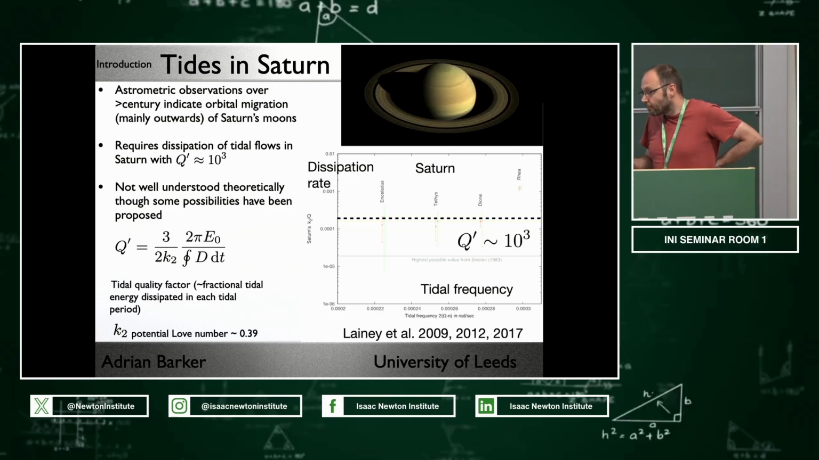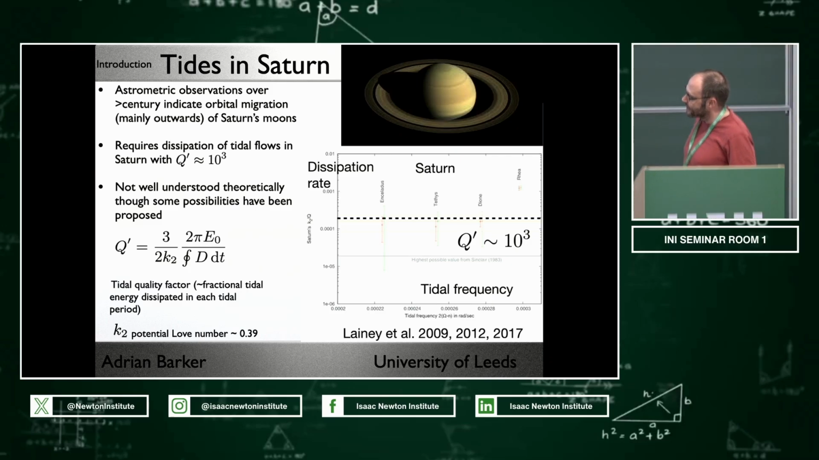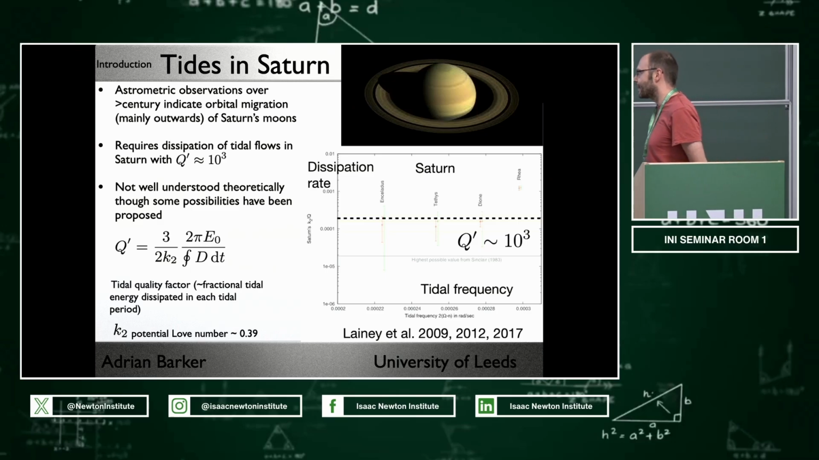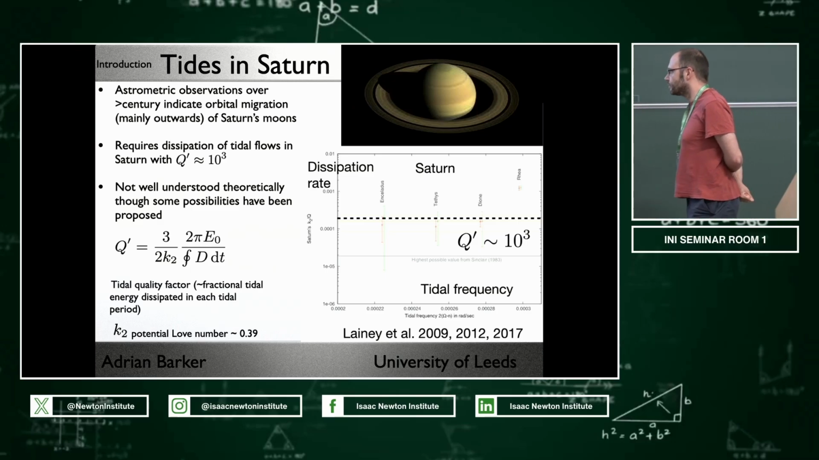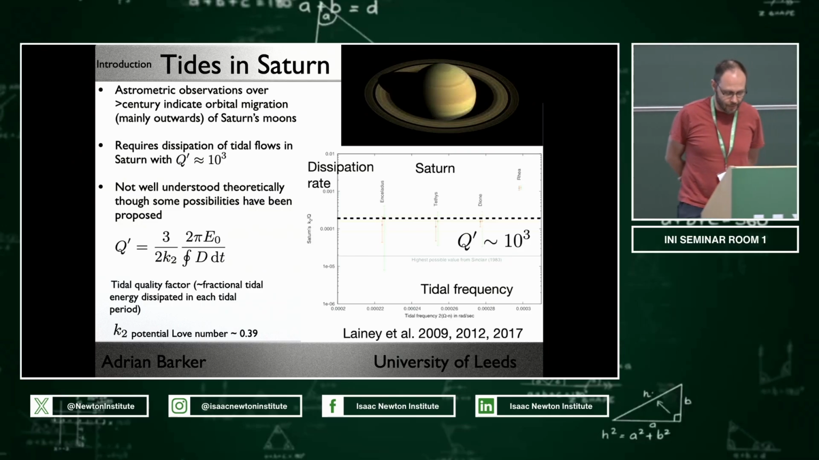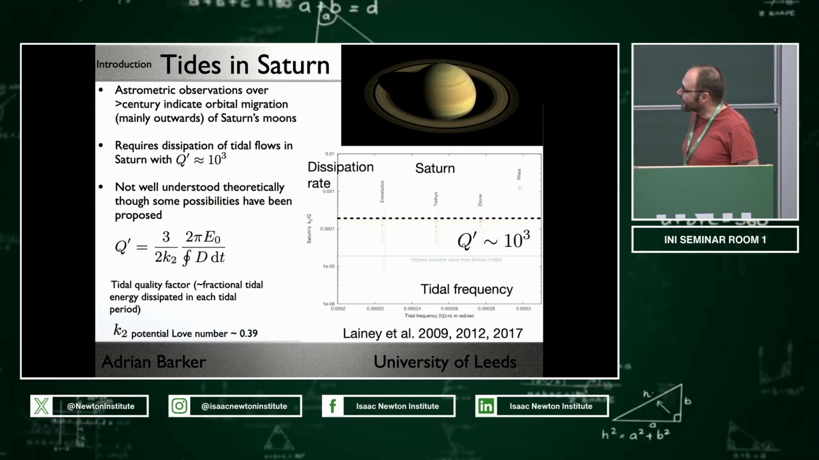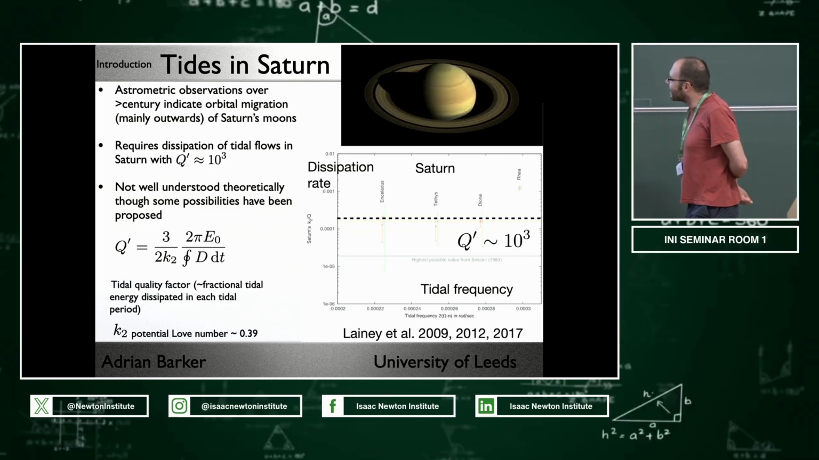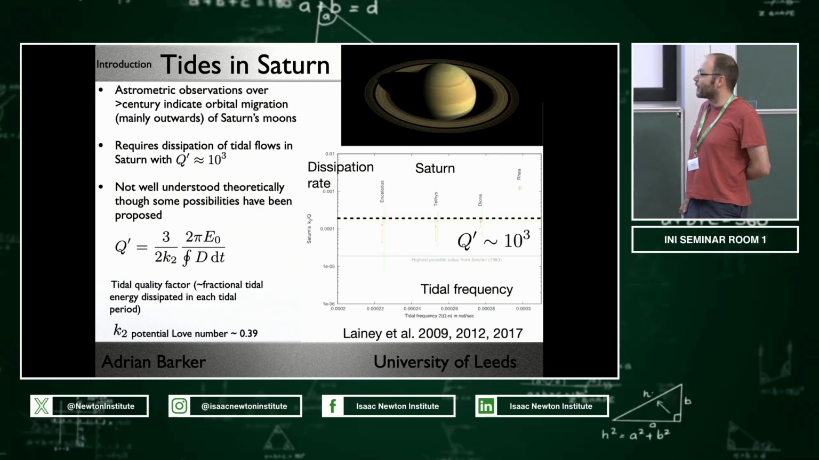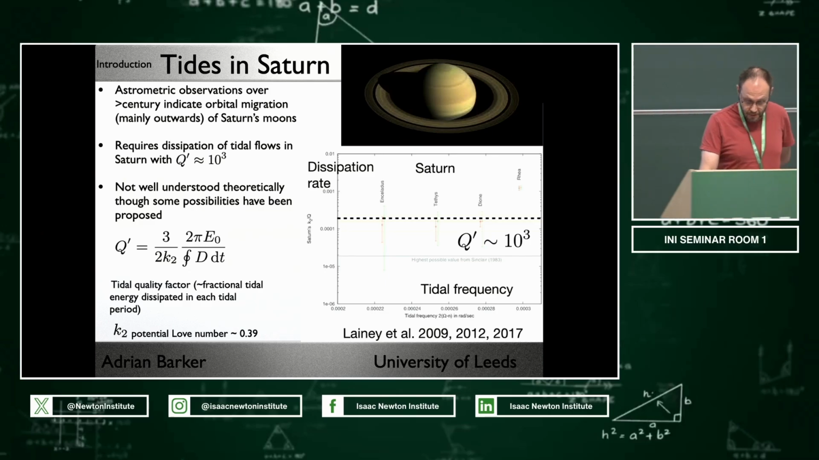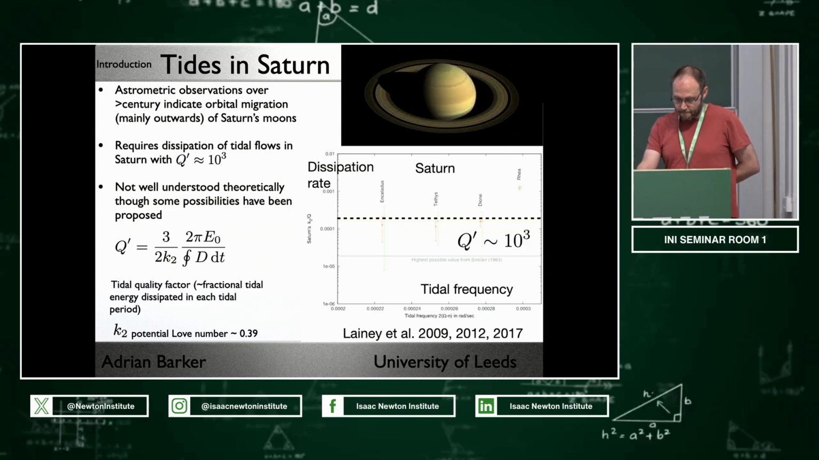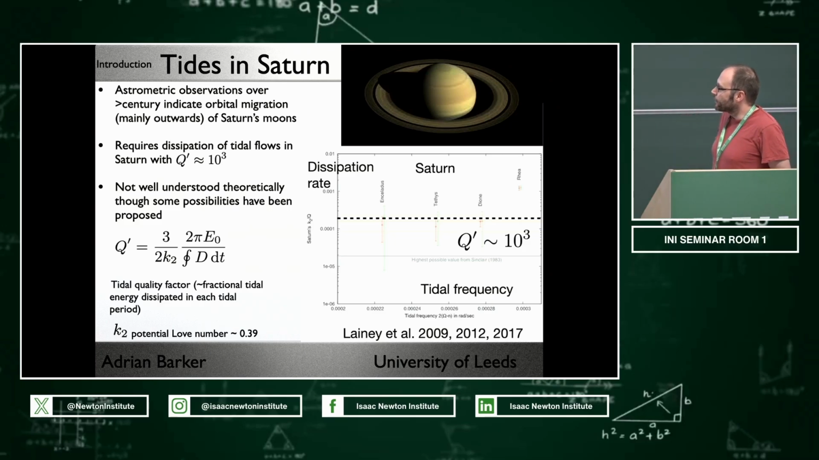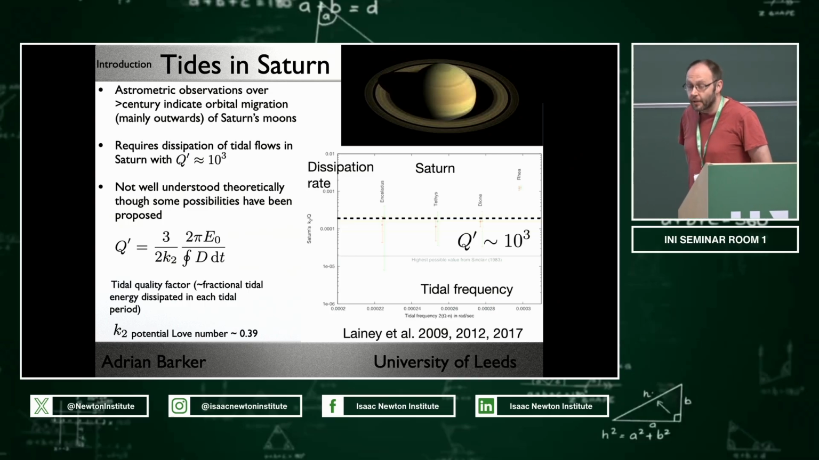And one way of quantifying the efficiency of the dissipation is in terms of a tidal quality factor, which to within order 1, possibly even one order of magnitude factors, is essentially the fractional tidal energy dissipated in each tidal period. And the observations tell us that we need a tidal quality factor of about 10 to the 3, very approximately, to explain the observations. There are some theoretical ideas for this that have been proposed, some more plausible than others, and I'll be talking about scenarios that involve excitation of gravito-inertial waves and inertial waves in Saturn to explain this.